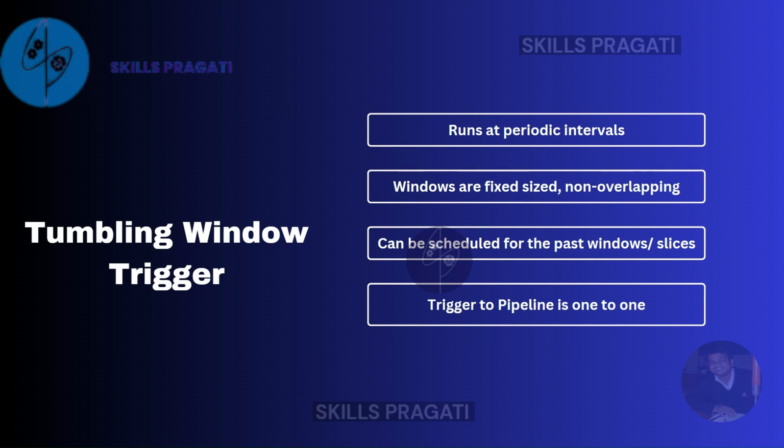Due to the fact that they are tightly coupled with pipelines, you can only have one trigger for a pipeline and vice versa. At first, you might be thinking that you could do everything the tumbling window trigger does with a schedule trigger, but there are significant differences. And we've covered a few here. I'll walk you through the rest when we look at the tumbling window trigger in Data Factory.